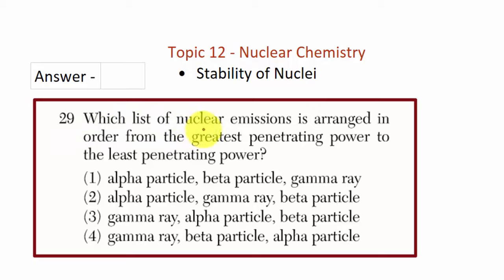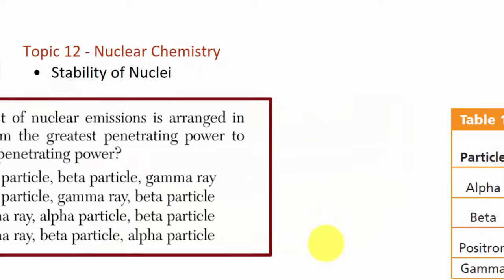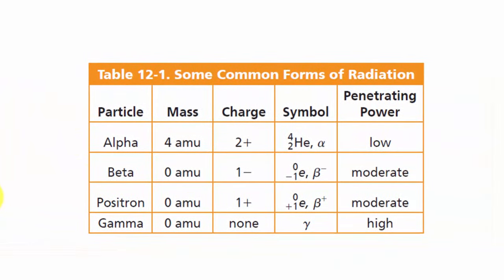Number 29. Which list of nuclear emissions is arranged in order from the greatest penetrating power to the least penetrating power? Let's take a look at what the nuclear emissions are. There are 4 different types that we're considering here: alpha, beta, positron, and gamma. Alpha particles are rather large and they're very sluggish. They can't go very deep into whatever mass they hit, so they have the lowest penetrating power.